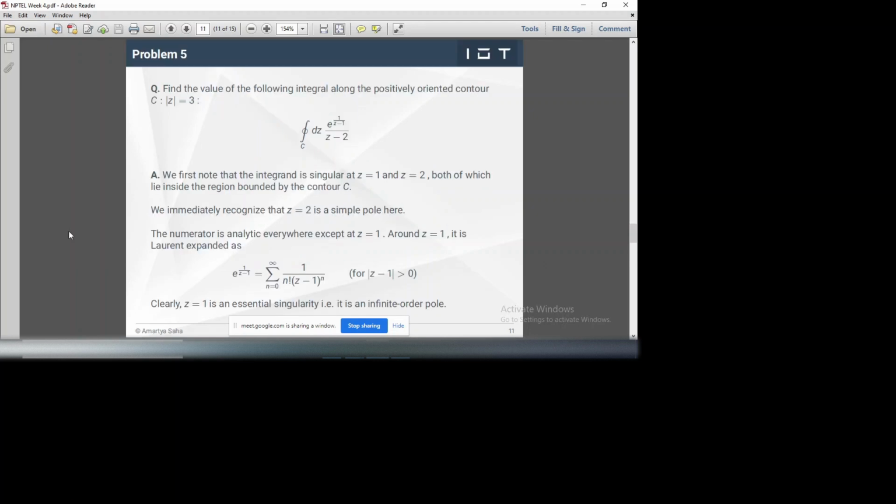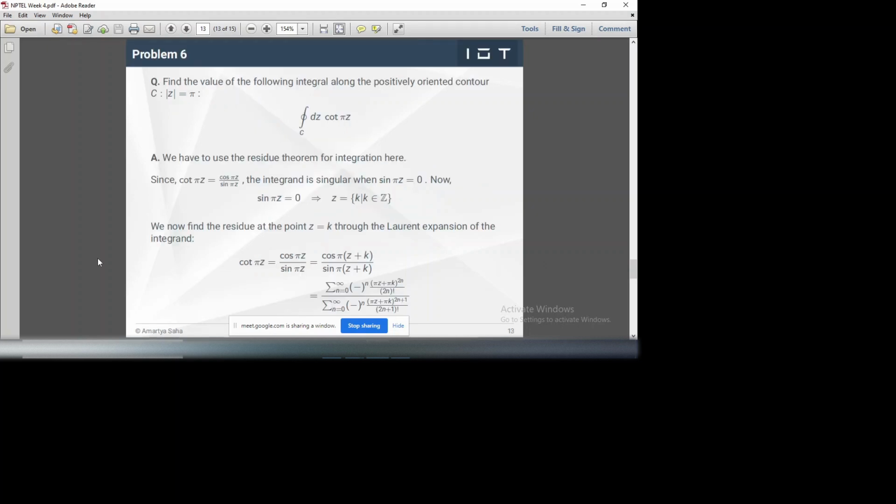So for the first time we encountered an essential singularity in this problem. We did not actually use the residue formula, but we only used the higher order Cauchy integral formula and all that. Now in the final problem of this session, we will use the residue formula for integrations.